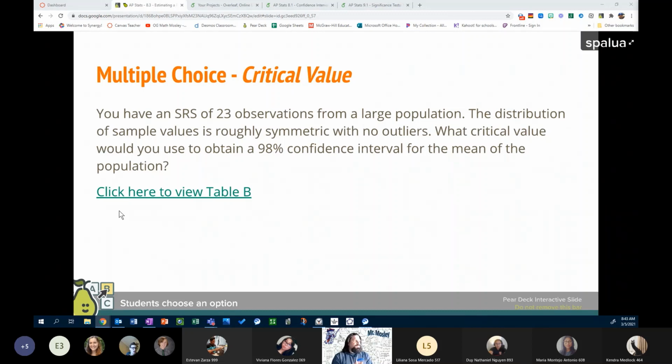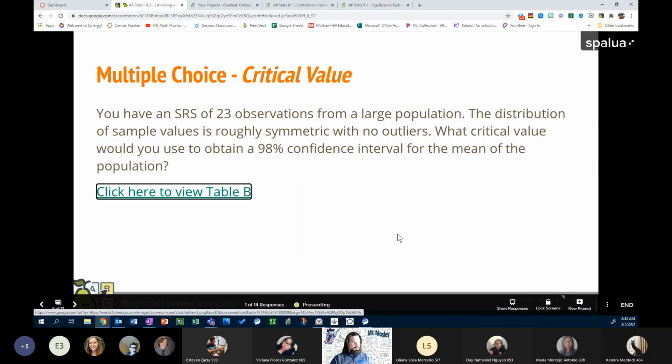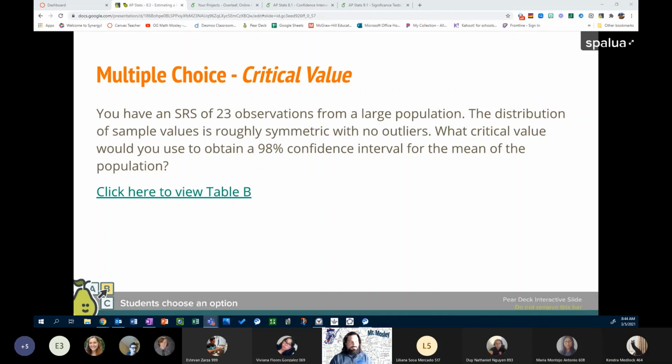Critical value. All right, you have an SRS of 23 observations from a large population. The distribution of sample values is roughly symmetric with no outliers. What critical value would you use to obtain a 98% confidence interval for the mean of the population? You have a copy of Table B here that you should be able to click on. If you cannot, there's the link for that Table B in the chat.